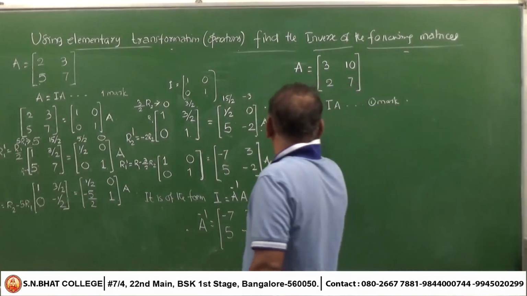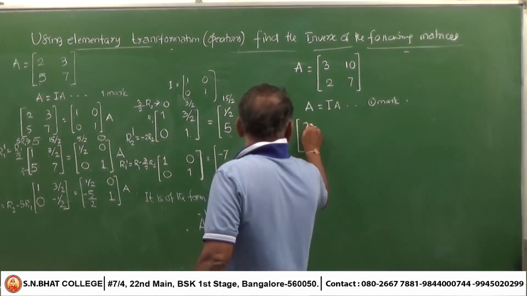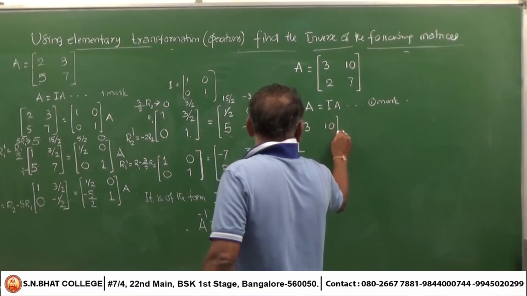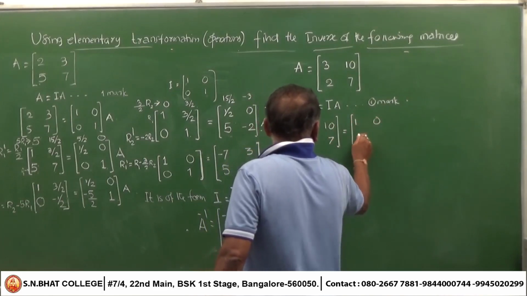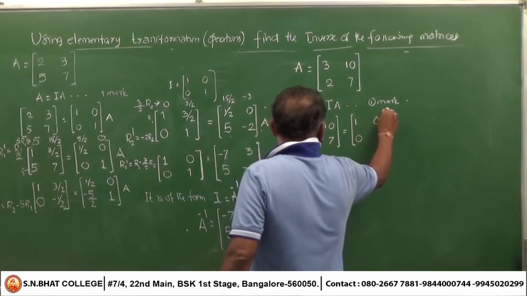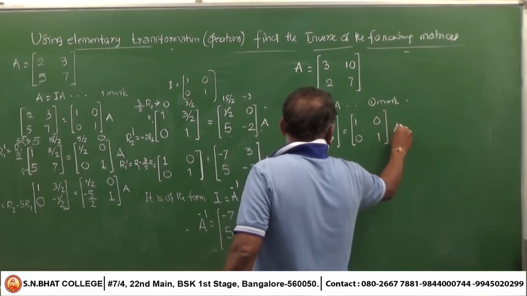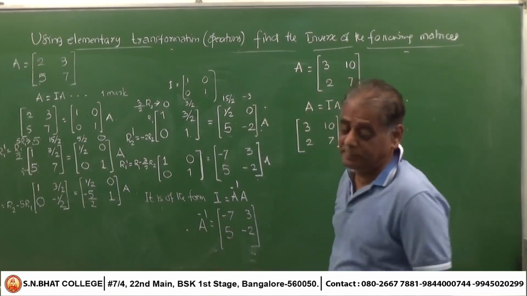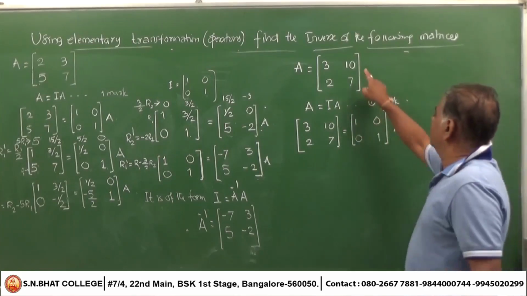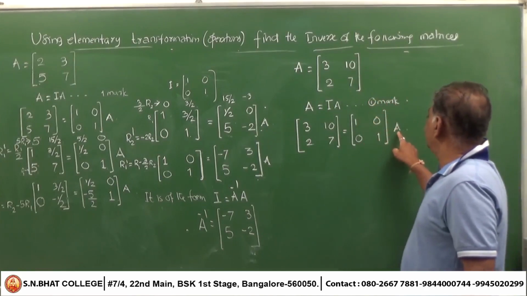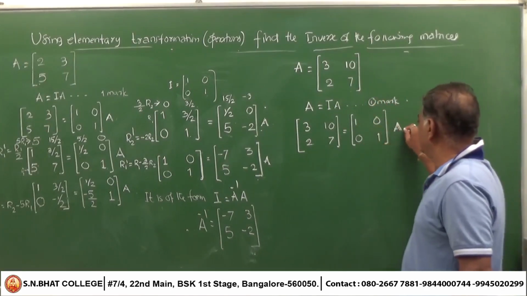Left hand side, replace A by that matrix: 3, 10, 2, 7 is equal to I, which is 1, 0, 0, 1, into A. Don't replace this A by this matrix. On the right hand side I should get A into A inverse, so retain A as it is.